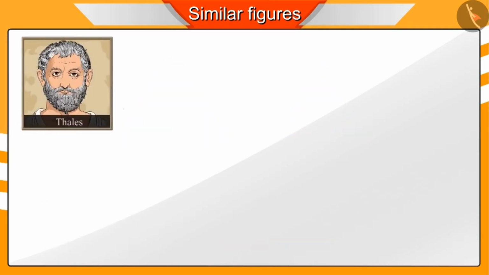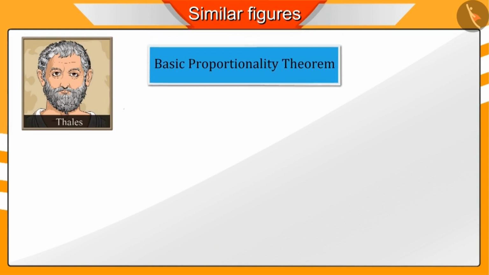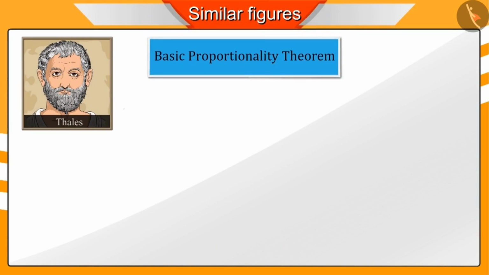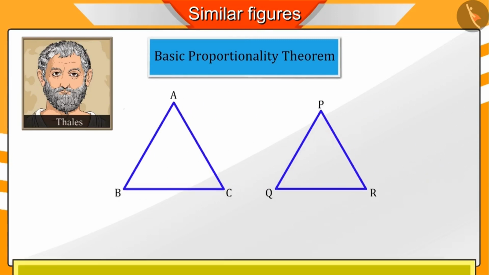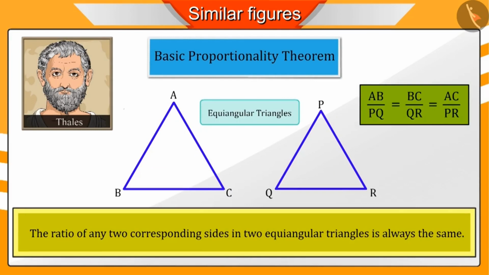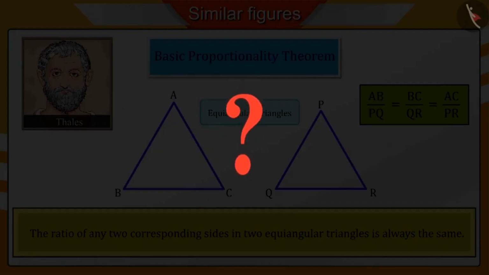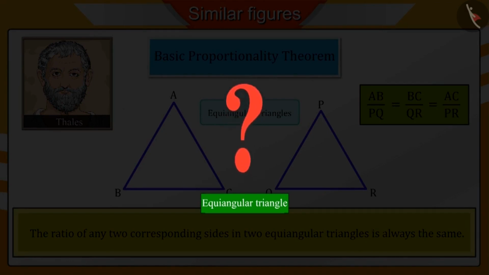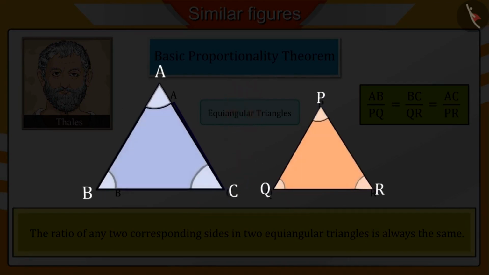Famous mathematician Thales has given a conclusion by using the basic proportionality theorem that the ratio of any two corresponding sides in two equiangular triangles is always the same. Can you tell what are equiangular triangles? Triangles which have equal corresponding angles are called equiangular triangles.